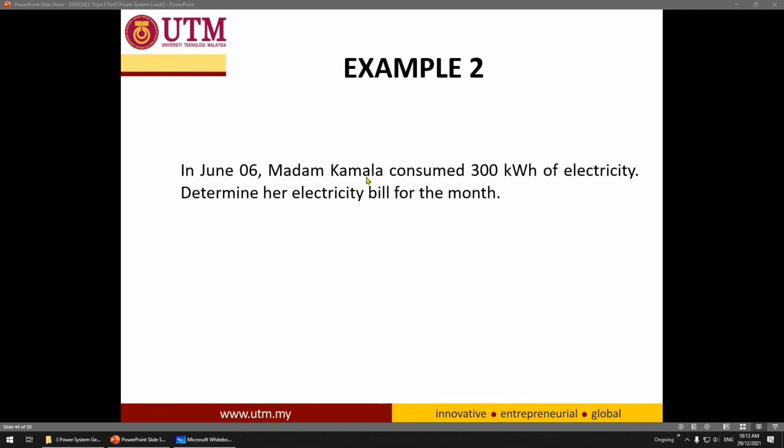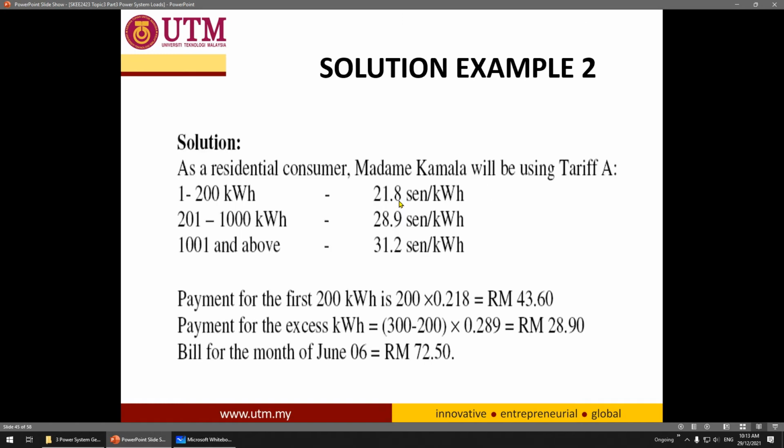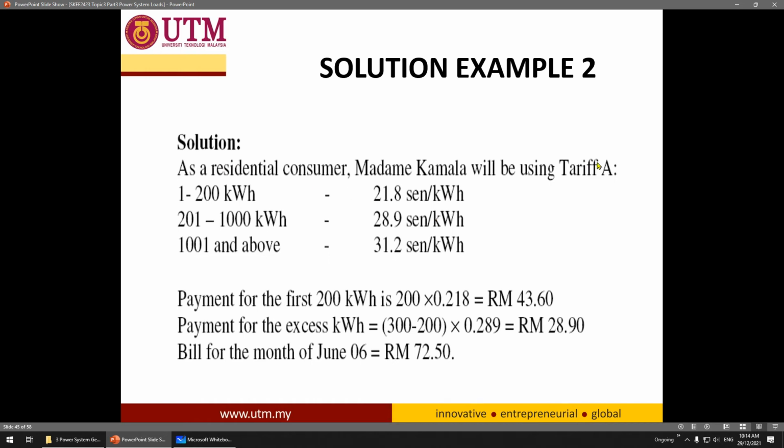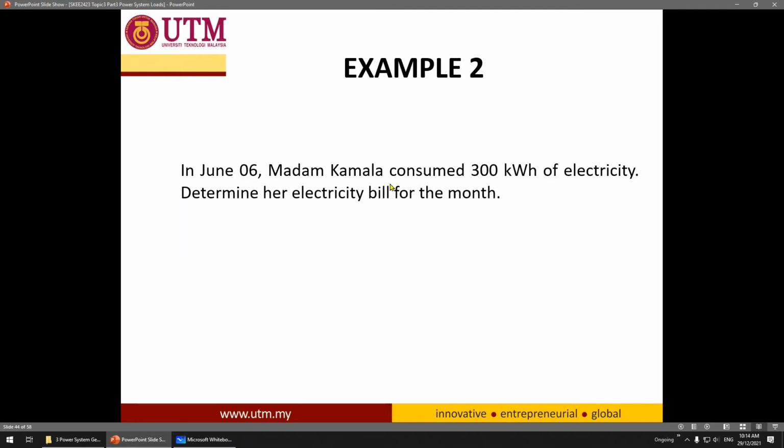Madam Kamala consumes 200 kilowatt hour of electricity. This is the energy, so make sure you know the unit, kilowatt hour is energy. Determine her electricity bill for the month. As I mentioned before, 300. And then you have to look at the tariff. This is residential, which means tariff A. Make sure this is the tariff for TNB in Malaysia. Different countries use different tariffs, so you have to check your tariff. Usually they are available at the website. So you can see here 300.